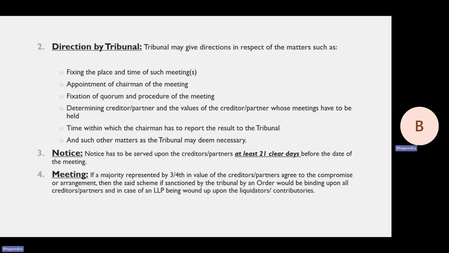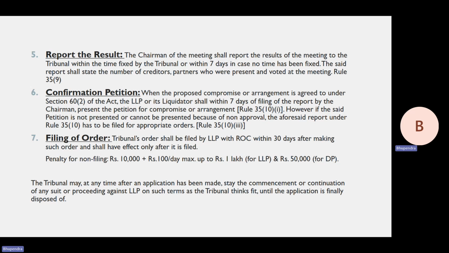Confirmation of the petition. When the proposed compromise or arrangement is agreed to under section 60 of the LLP Act, the LLP or its liquidator shall, within 7 days of filing of the report by the chairman, present the petition of compromise or arrangement. However, if the said petition is not presented or cannot be presented because of non-approval, the opposing report under Rule 35 has to be filed for appropriate order.